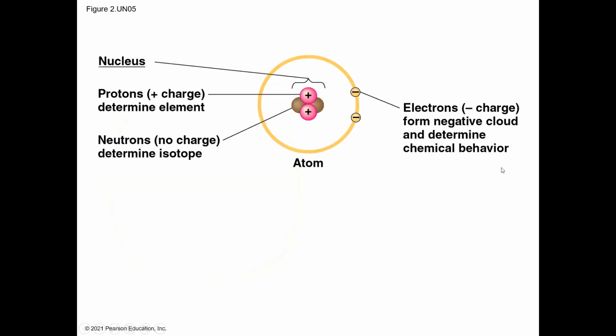So here is an overview of an atom. If you don't know it, you should learn this diagram. You should learn the parts of the atom. You should know what the nucleus is, that protons are positive, neutrons are neutral, and electrons have a negative charge.